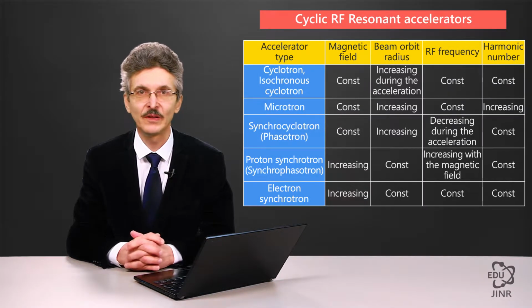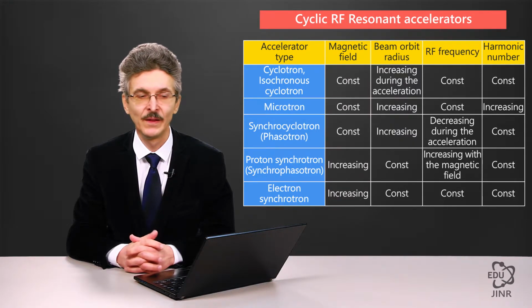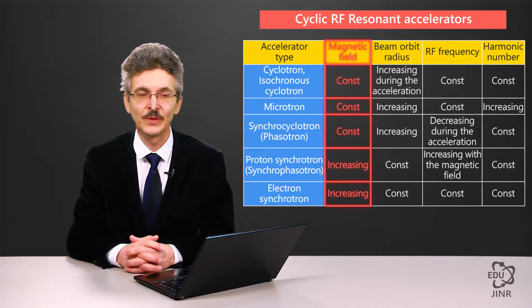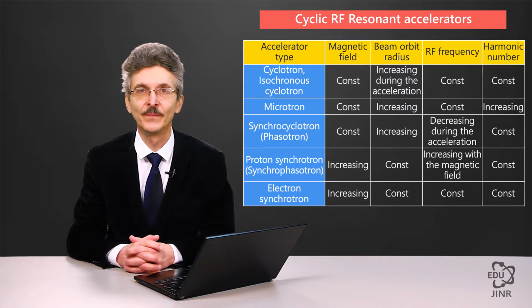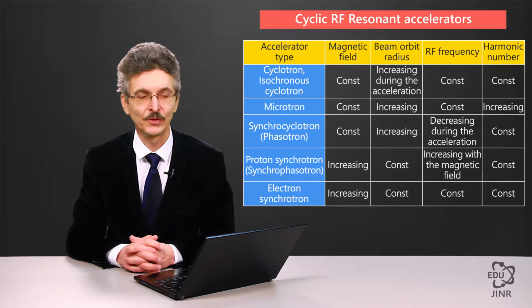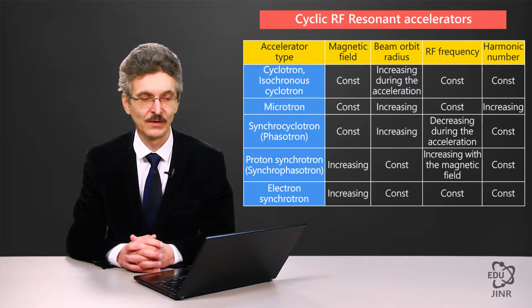divided cyclic radio frequency resonant accelerators into different types according to 4 parameters: either constant or increasing magnetic field, constant or varying beam orbit radius, constant or varying RF frequency, and constant or varying acceleration ratio. I will explain what acceleration ratio is using the example of a microtron. According to this classification, 5 main accelerator types stand out.